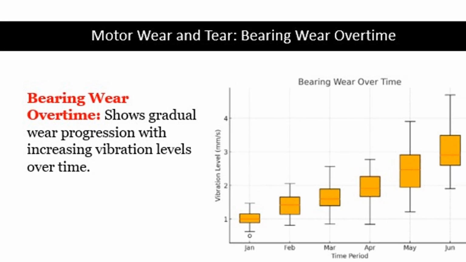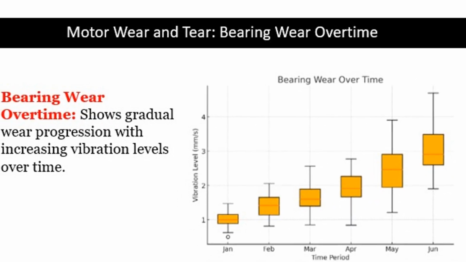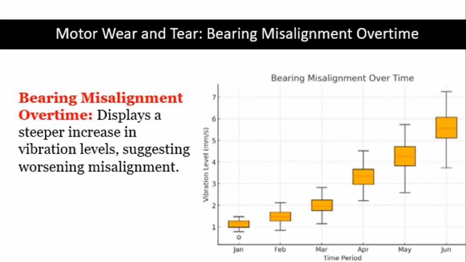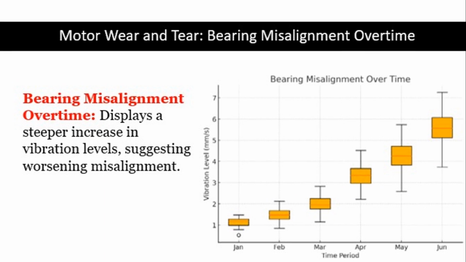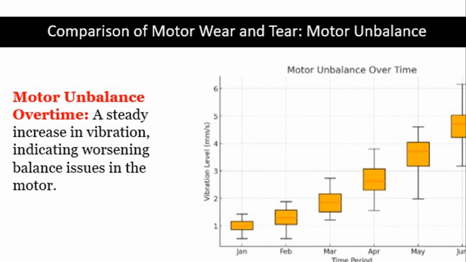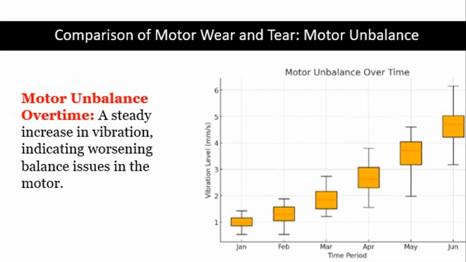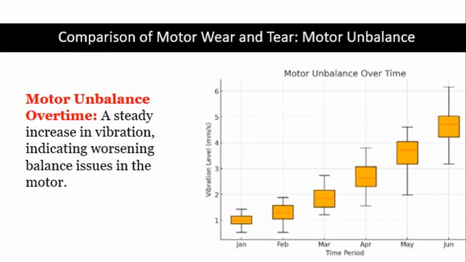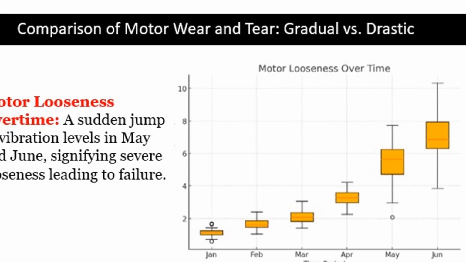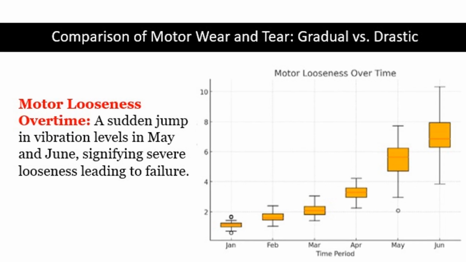We use box plots to help identify impending failures. For example, bearing wear over time shows gradual wear progression with increasing vibration levels. Bearing misalignment over time displays a steeper increase in vibration levels, suggesting worsening misalignment. Motor unbalance: over time, a steady increase in vibration, indicating worsening balance issues in the motor. Motor looseness: over time, a sudden jump in vibration levels in May and June, signifying severe looseness leading to failure.